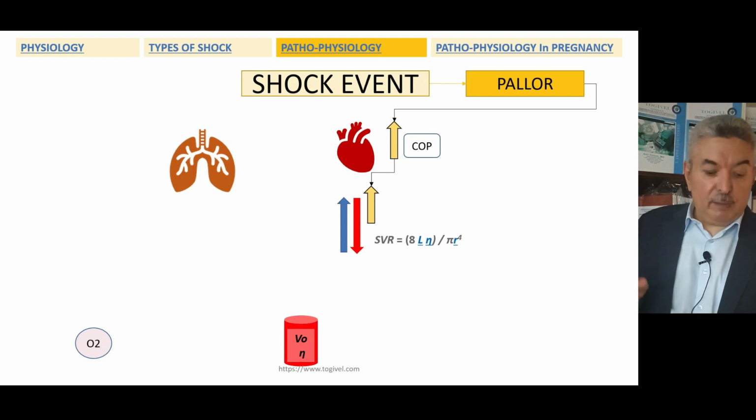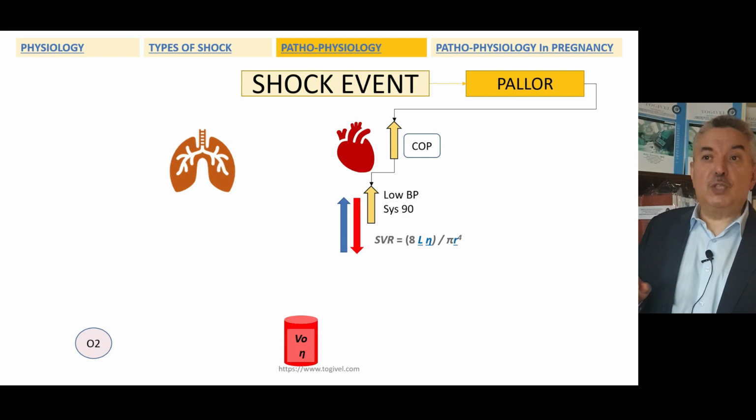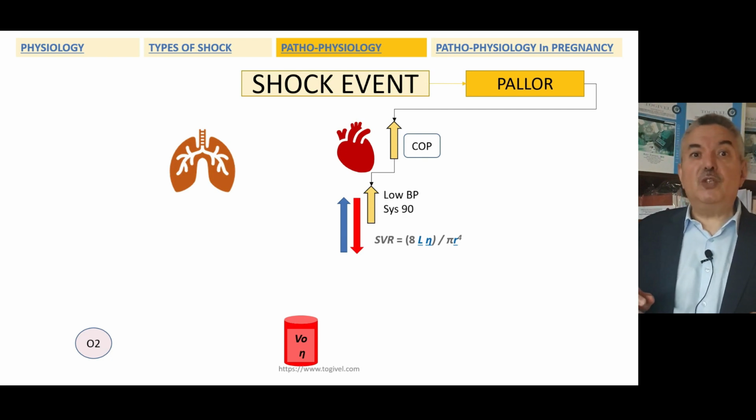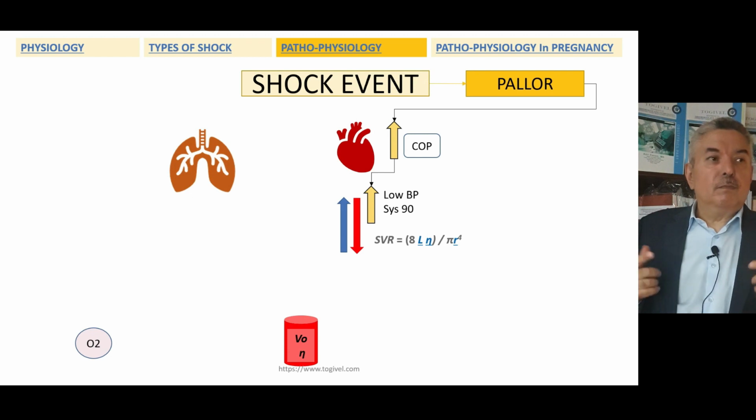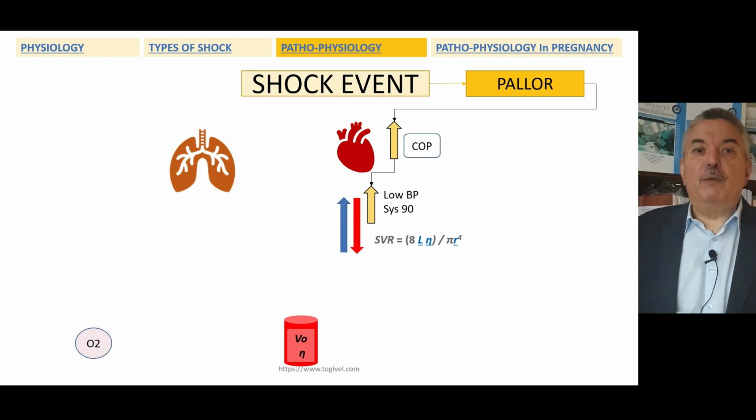In all conditions, the blood pressure here will be on the low side. It will not be hypotension. Hypotension does not occur at this stage of compensation. Hypotension occurs as a decompensation, because when there is hypotension, this is not a compensation. This is failure of compensation.